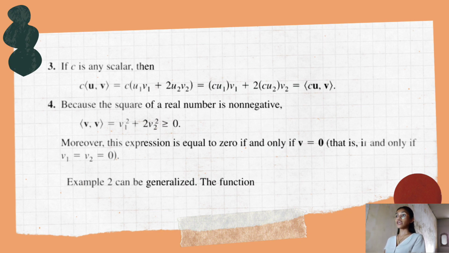So if I take the inner product of a vector b with itself, it will be b1 squared plus 2 b2 squared, which is greater than or equal to 0. This expression is equal to 0 if and only if b is equal to 0. So we have already satisfied the four axioms. Therefore, the function <u, b> = u1 b1 + 2 u2 b2 is an inner product space.